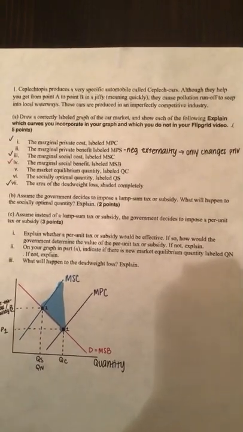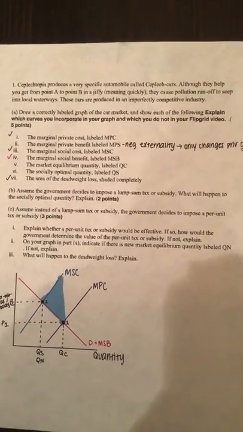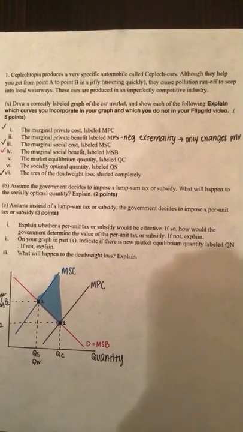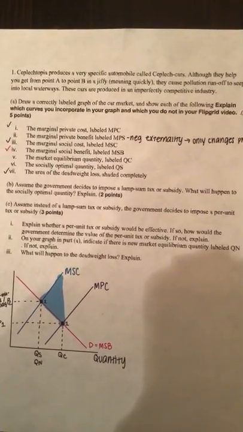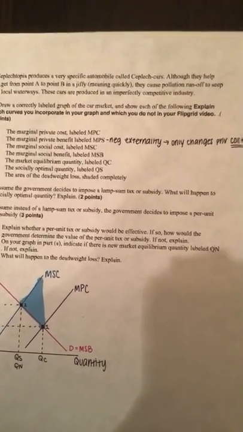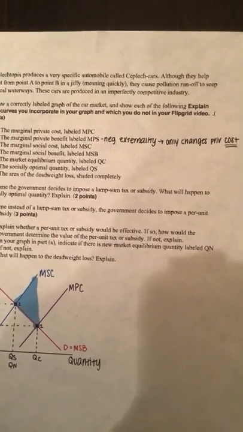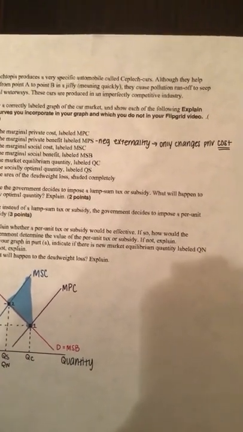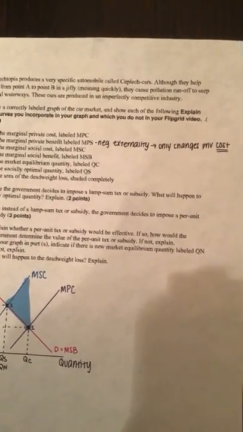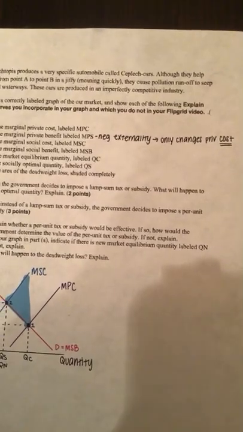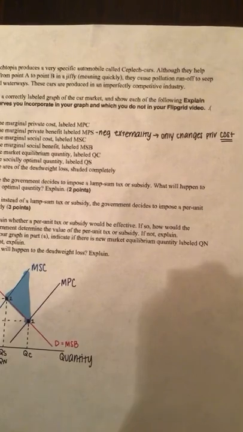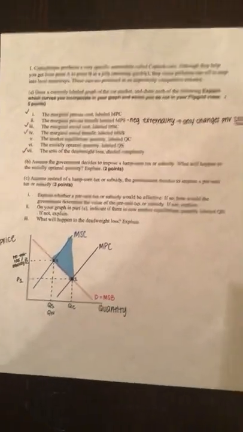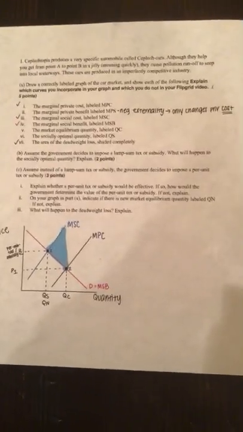Part B says, assume the government decides to impose a lump sum tax or subsidy. What will happen to the socially optimal quantity? Explain. I said if the government decides to impose a lump sum tax, the firm's average fixed cost would increase, meaning that average total cost also would increase. However, it would have no effect on marginal cost, so the lump sum tax would be ineffective and not change the socially optimal point, because the socially optimal point is where price equals marginal cost.